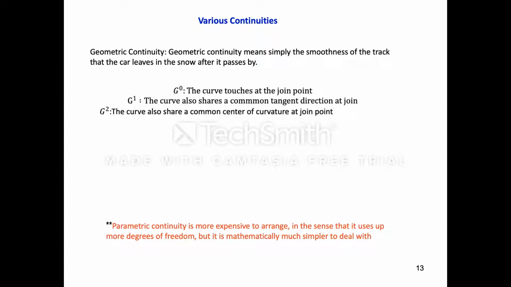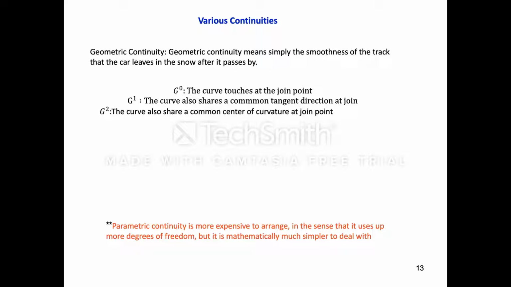Coming to geometric continuity, it means simply the smoothness of the track that the car leaves in the snow after it passes by. The three types of geometric continuity are G0, G1 and G2. G0 is the curve touches at the join point. G1 is the curves also share a common tangent direction at join. G2 is the curves also share a common center of curvature at join point.